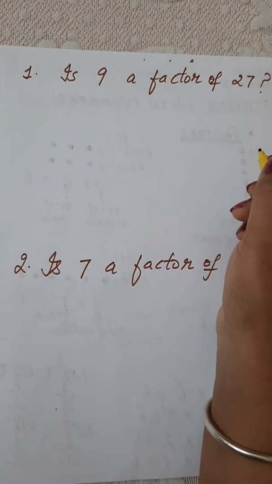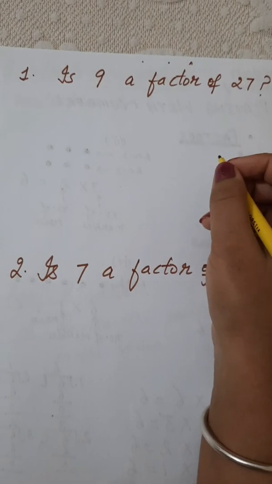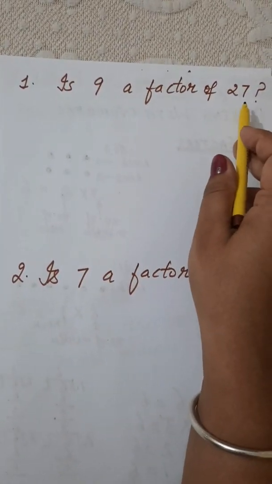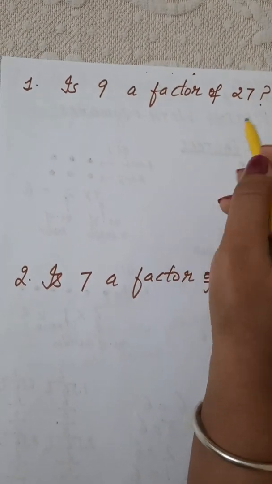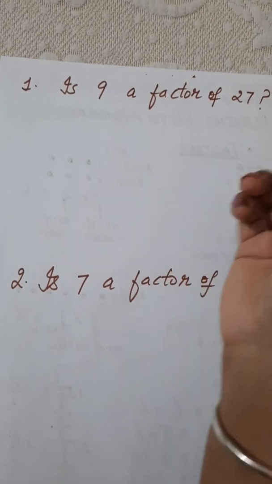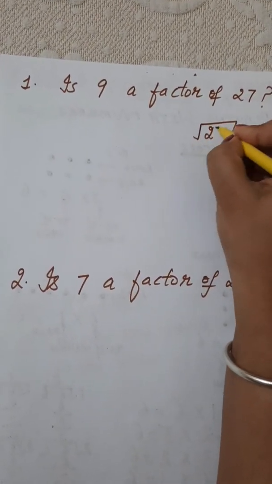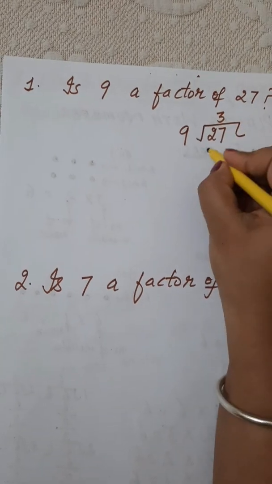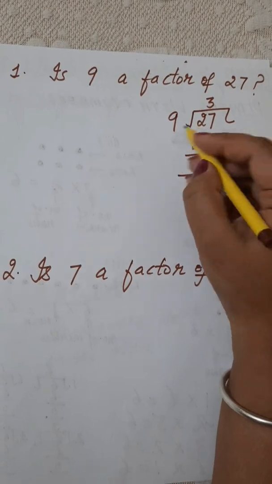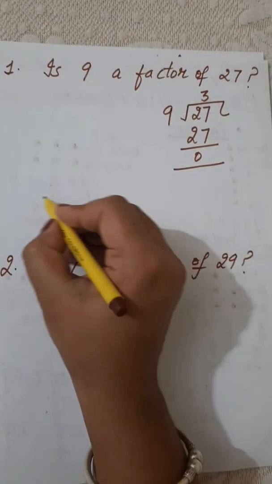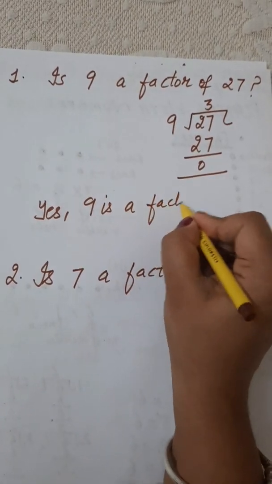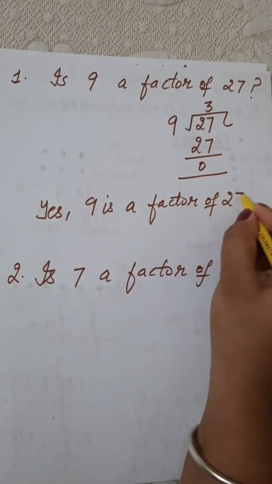Practice the questions related to the topic which we discussed in the video. Now first question: is 9 a factor of 27? You have to find whether 9 is a factor of 27 or not, and we know that every factor is an exact divisor. For this, let's divide 27 by 9. 9 3s are 27. After dividing, I will get 0. Now the remainder is 0, so we can say that 9 is an exact divisor of 27. So I will write yes, 9 is a factor of 27.